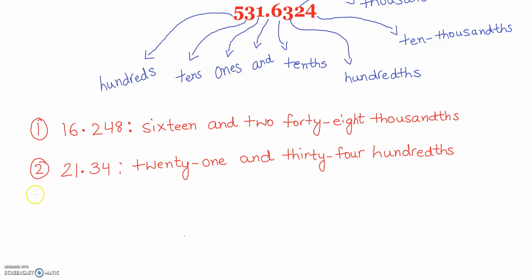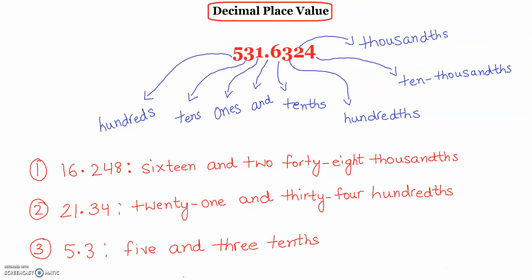Let's look at another example. 5.3. So I can say 5 because that's the first digit. I can write that 5. Decimal point is "and." 3 is at the tenths place, so I will write 3 tenths. So that's how we do the decimal place value.